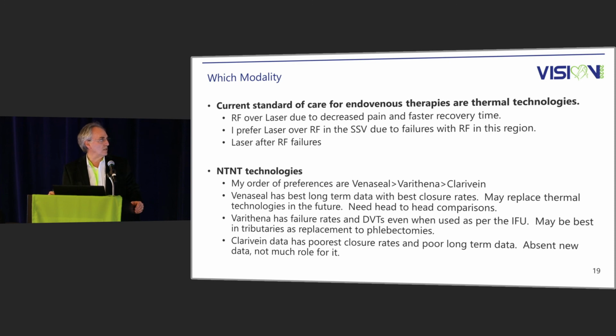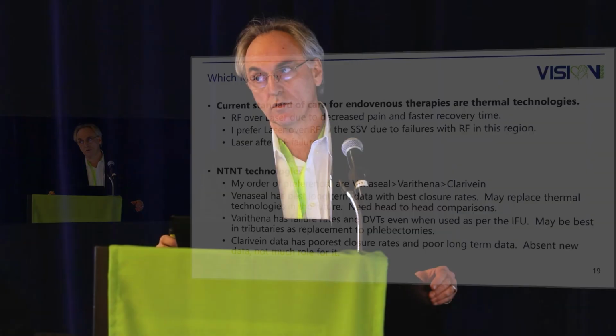On the NTNT technologies, right now the data is best supported by Venocil, followed by Varithena, and Claravane, as far as I'm concerned, has the poorest data. Even though if you look at anatomic and occlusion rates, they may have similar clinical effectiveness, but it's my third line therapy. And Varithena also has the advantage that you can treat into the tributary disease, as you heard Kathy Gibson tell us earlier this morning.